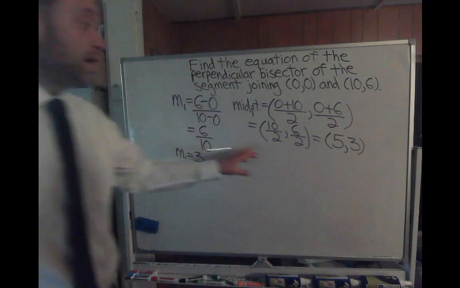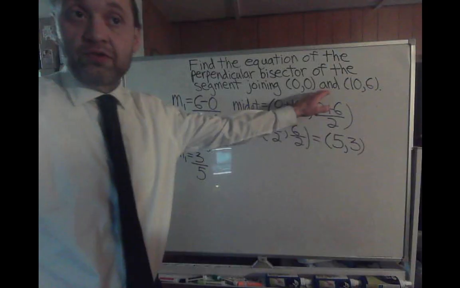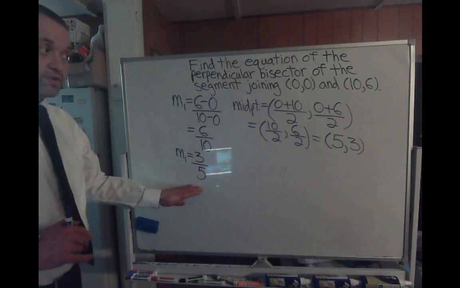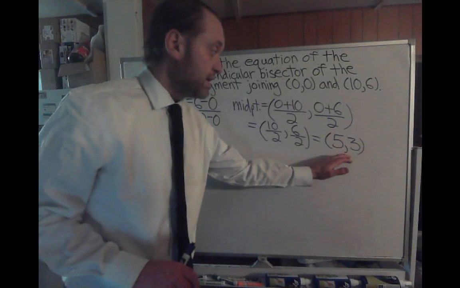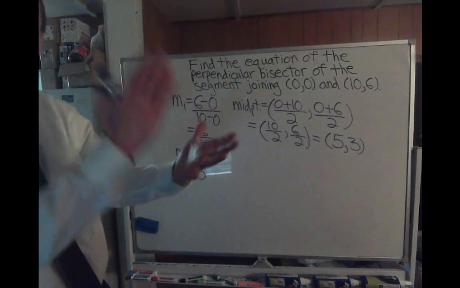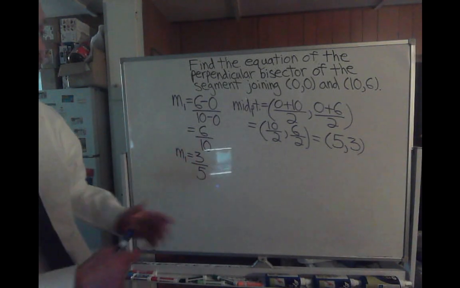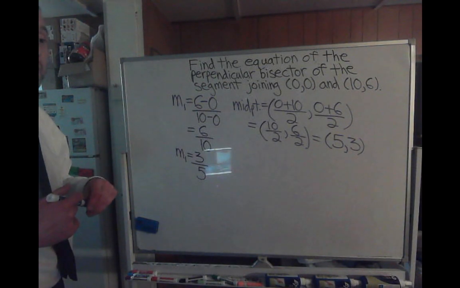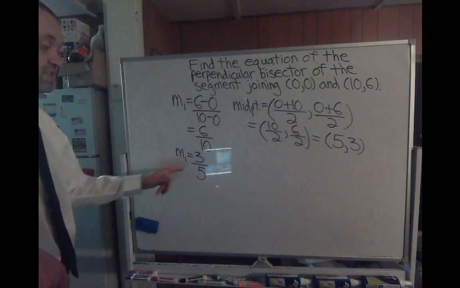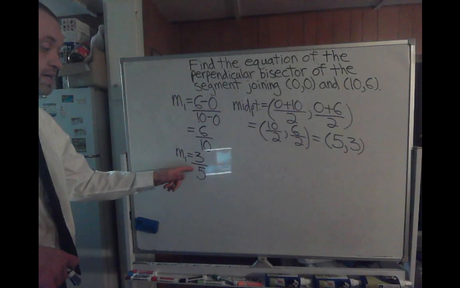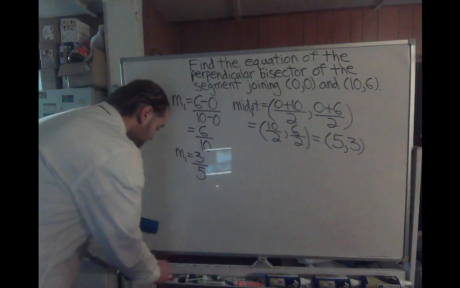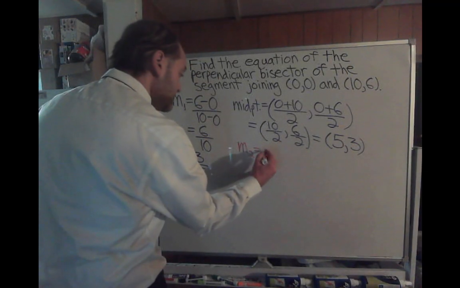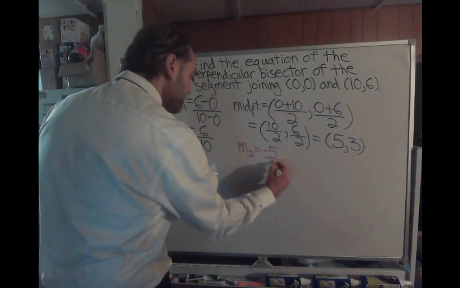So we have now found the midpoint of this segment joining 0, 0, and 10, 6 to be 5, 3. Now that we found the slope of the first line, and the coordinate of the midpoint where the perpendicular bisector meets the line, we need to first find the slope of the perpendicular line to the segment. The perpendicular line would have a slope that's the negative reciprocal of this segment. The negative reciprocal of 3/5 would be what? Negative 5/3. So the slope of the perpendicular bisector should be negative 5/3.